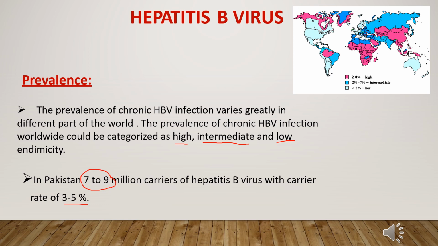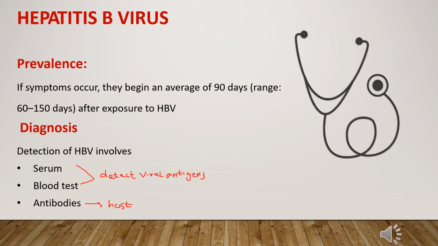Let's talk about the prevalence of hepatitis B virus. The prevalence of chronic hepatitis B virus infection varies greatly in different parts of the world. It could be categorized as high, intermediate, and low. More than 2,000 million people alive today have been infected with hepatitis B virus at some time in their lives. Every year there are 4 million acute cases of hepatitis B virus and about 25% become carriers. About a million people a year die from chronic active hepatitis. In Pakistan, there are 7 to 9 million carriers of hepatitis B virus, with a carrier rate of 3 to 5%. If symptoms occur, they begin an average of 90 days after exposure to hepatitis B virus.